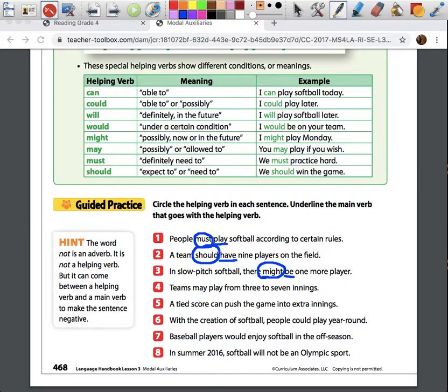Number 4, teams may play from 3 to 7 innings. Well, that one's an easy one. We know play is our verb. And I've got may in front of it. May is one of my 3 M's.